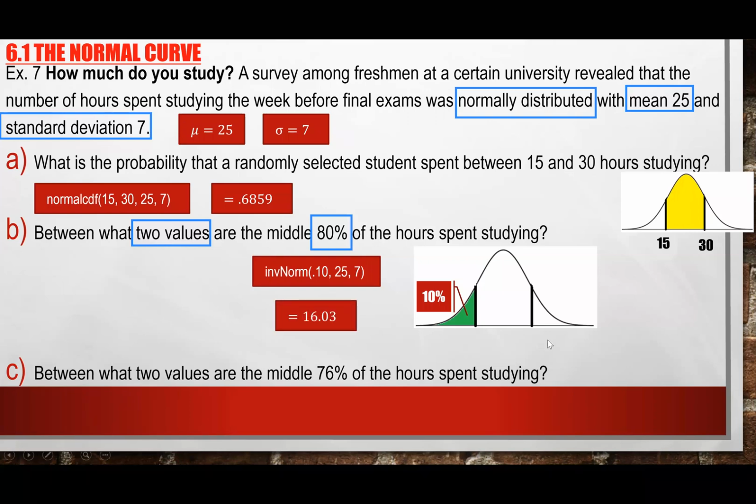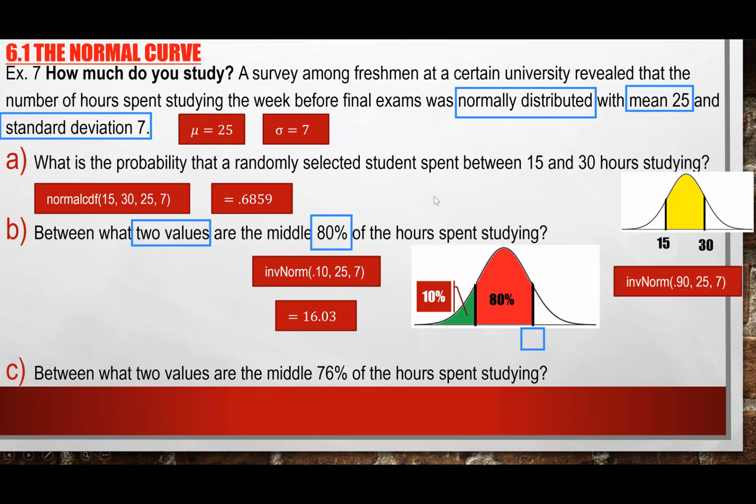And now, what would be my right value? Do you agree that this is the 10% plus the 80% here? So to find this value that I need to find right here, I need to type in 90, not just 80, because I need to include the 10 here. So the area to the left, from the left-hand side all the way to this given value, is 90%, which is 0.9.